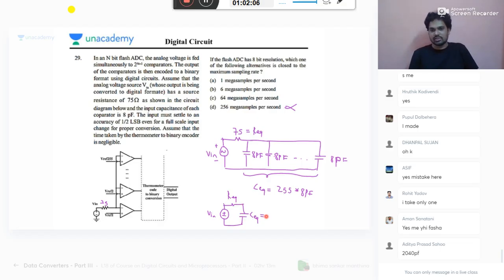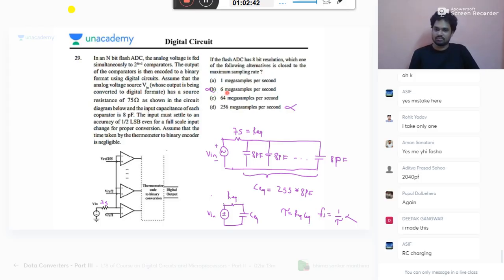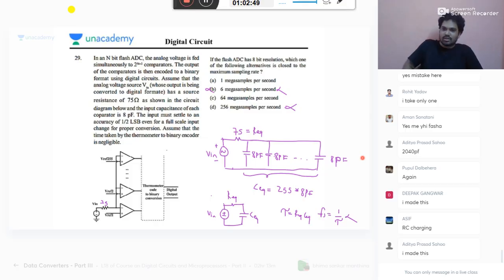Some people will take this also. They come from this step to this step, then they make a small mistake. They take tau. What is tau? R equivalent into C equivalent. They calculate these two and take F equal to 1 by tau. This is also one trap. So some people will be gone at the first step, and some will come to this level. At this level again, they make T equal to R equivalent into C equivalent, and in that case they get 6 megasamples. Some people will definitely do this. So two traps are there here. Be careful.